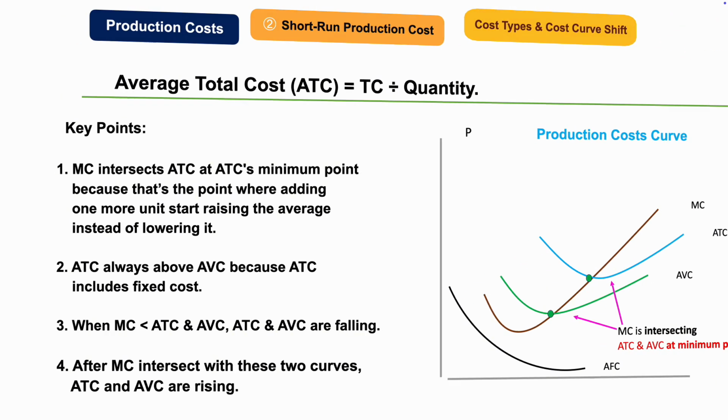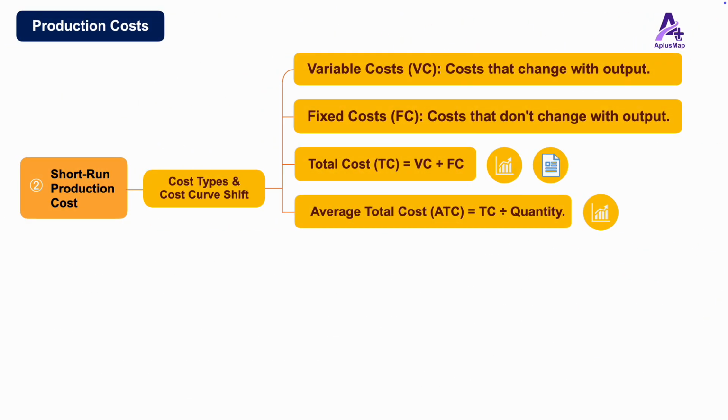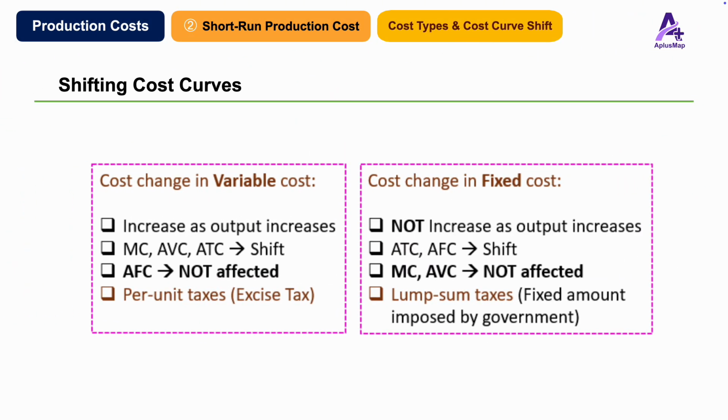Absolutely. So we've got the curves mapped out, but what makes them actually move, like shift on the graph? This section on shifting cost curves seems really important. You mentioned it's common on exams. Very common, because it connects these theoretical curves to real-world events. Let's start with changes in variable costs, like our ingredients, things that increase as output increases.